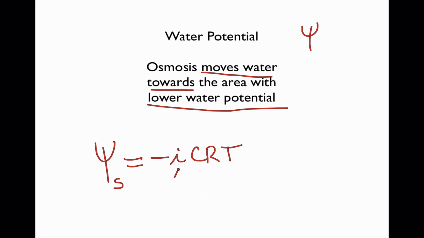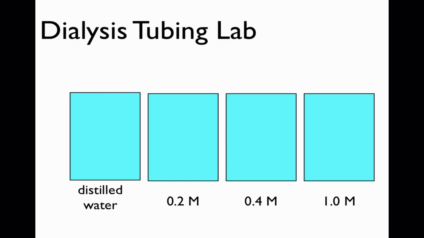And these all mean different things. Of course, i is the ionization constant. C is the concentration of the solute in moles. That's the one we're most interested in. R is a pressure constant, and T is temperature. All right, you'll always be given this material. So let's go back and look at this lab now.